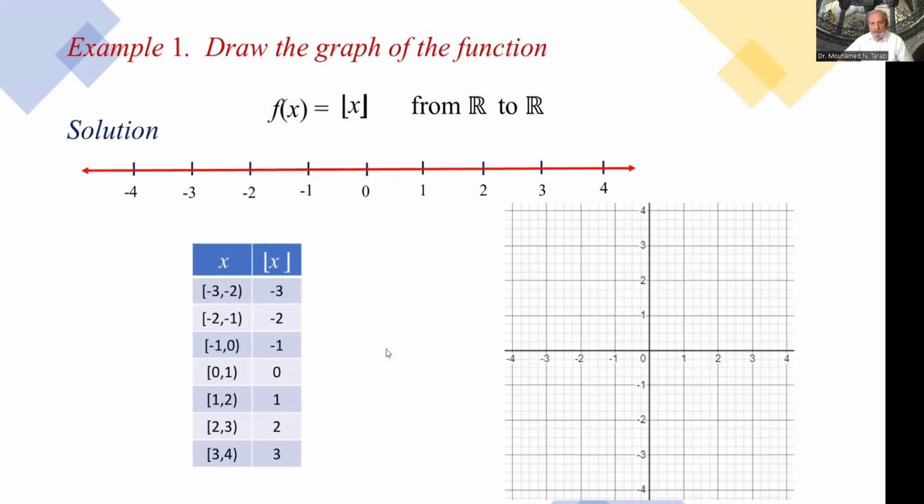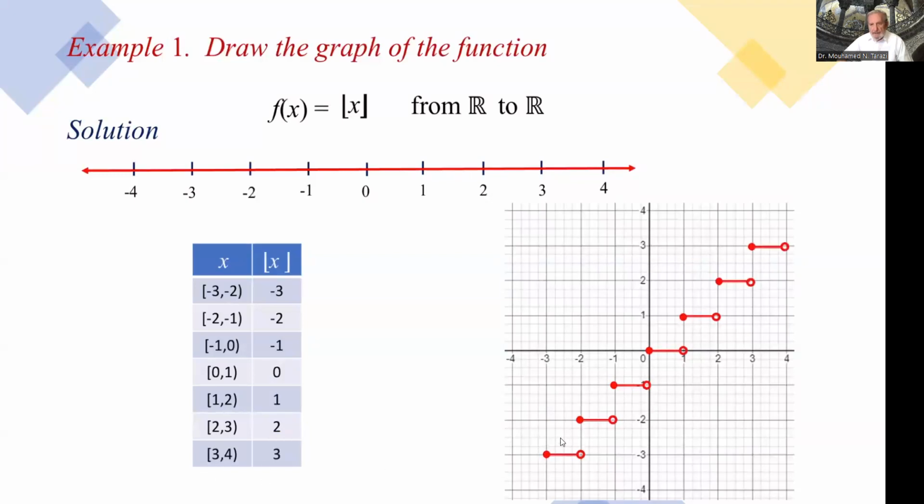You get the coordinate system. You say between -3 and -2 the floor is -3. It's right here. So closed from the left, open from the right. Between -2 and -1 it's -2. Between these 2 points here is -2. Between -1 and 0, you get what? You get this. Between 0 and 1, you get 0. Between 1 and 2, you get 1. Between 2 and 3, you get 2. Between 3 and 4, you get 3.